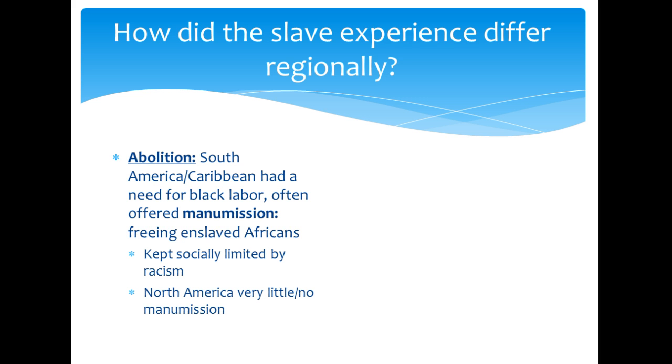Slaves in North America were kept as slaves, and they were rarely offered freedom. Usually it was if they had a very personal relationship with their master, then they would be offered manumission, and it was still called manumission, but it was not as prominent as it was in South America or the Caribbean.